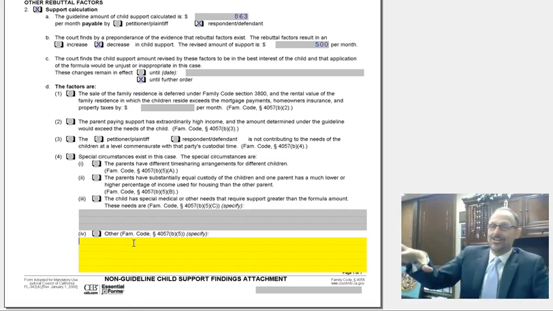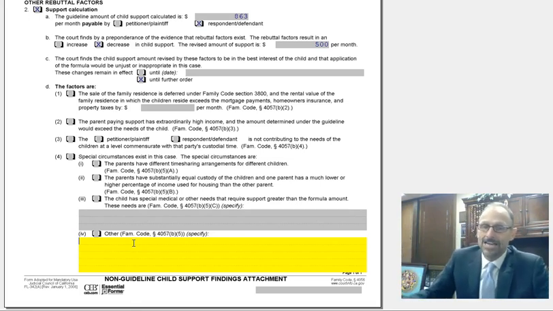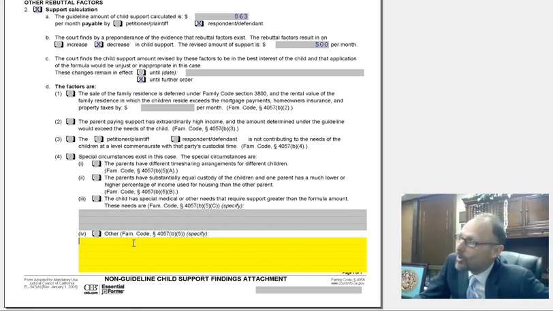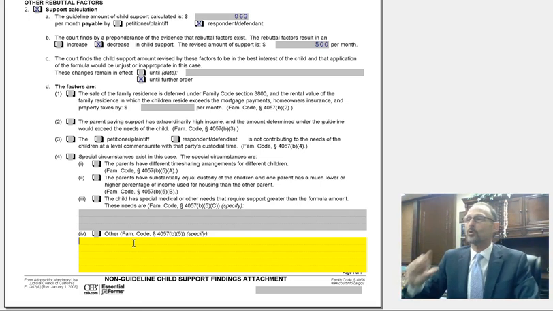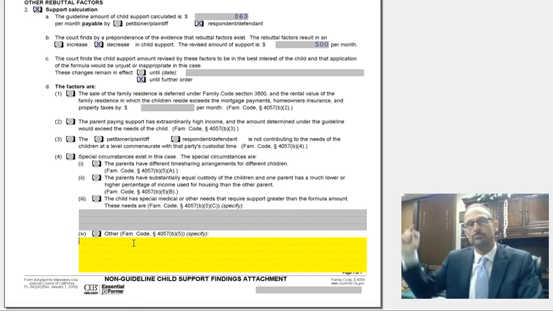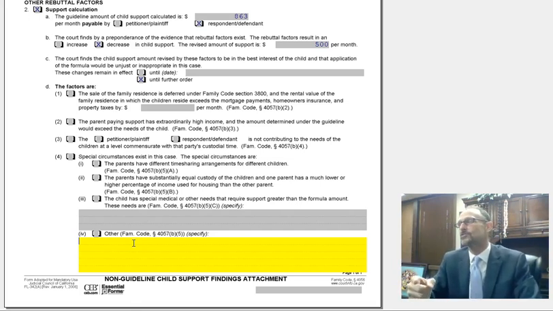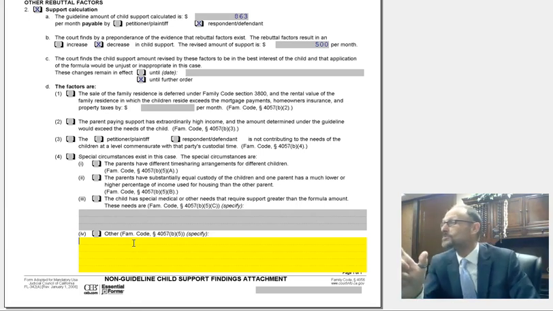Anyway, that's the end of this form. That's the non-guideline child support findings attachment. If you are agreeing to a child support order that is not guideline, you must have this form. You must attach this form to your regular child support form, the FL-342.